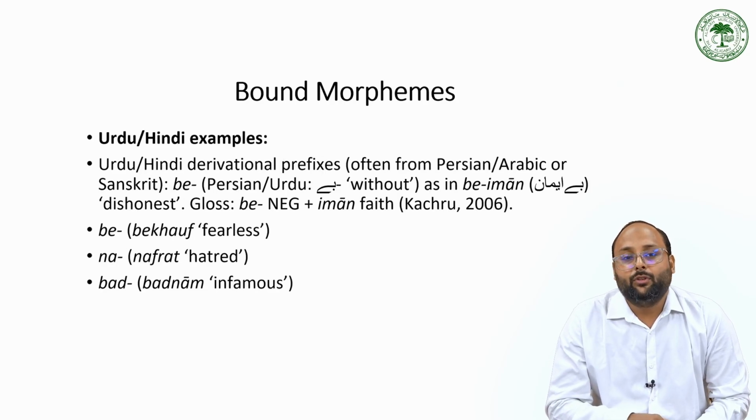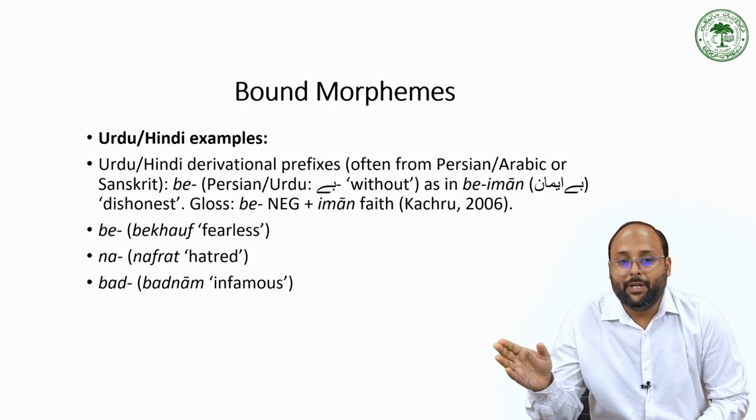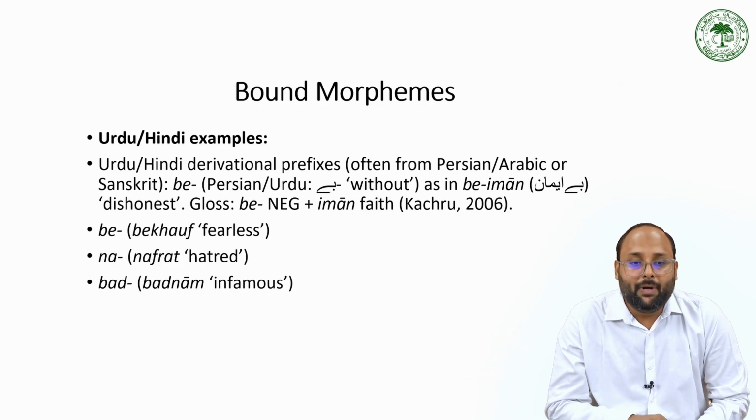And we also have examples of prefixes from Urdu and Hindi. In Urdu and Hindi, we have words like be, na, and bad. Be is used in bekhauf, na is used in nakam, and bad is used in badnaam. These are all called prefixes in Hindi and Urdu.